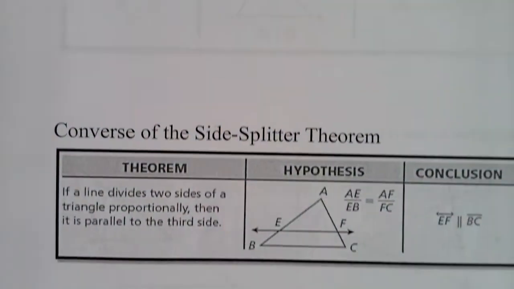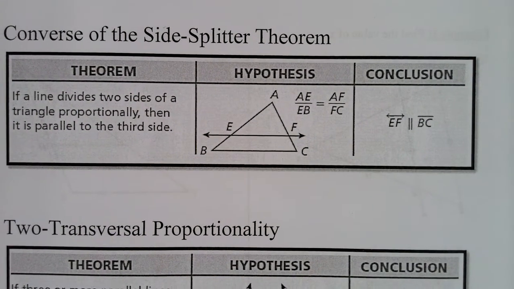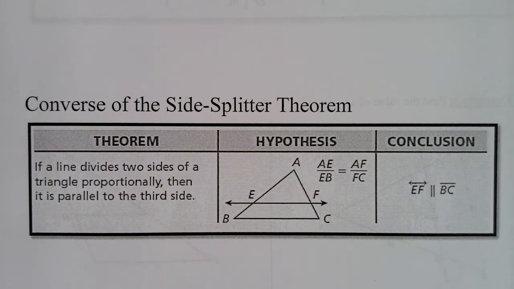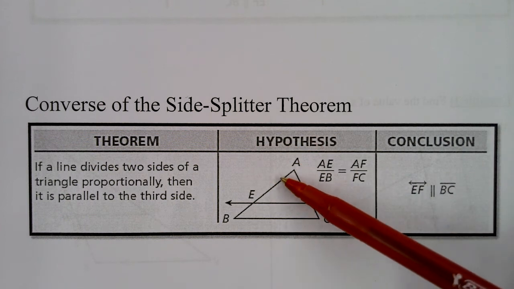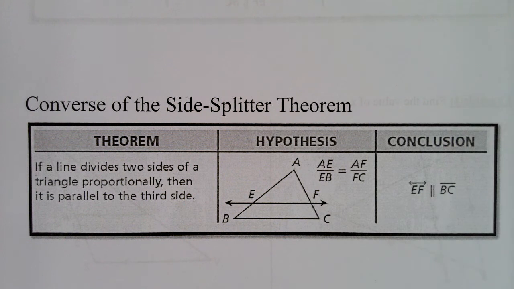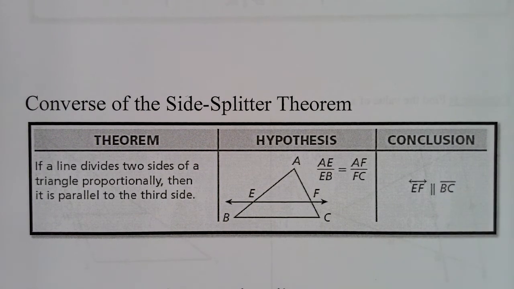Okay, now think back to Unit 2. We did converses. The converse is when you switch around the hypothesis and the conclusion. So the side splitter theorem that you learned on the first page, the converse is also true. Okay, so the converse says, if you know a line divides two sides of a triangle proportionally, then it means that you know the line is parallel to the third side. So if you knew that AE over EB equals AF over FC, then you can conclude that line EF is parallel to segment BC.